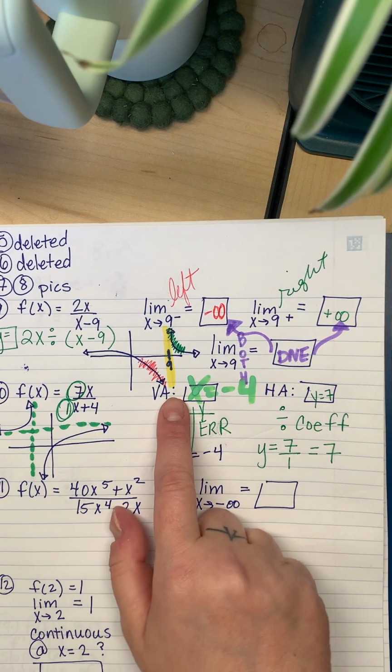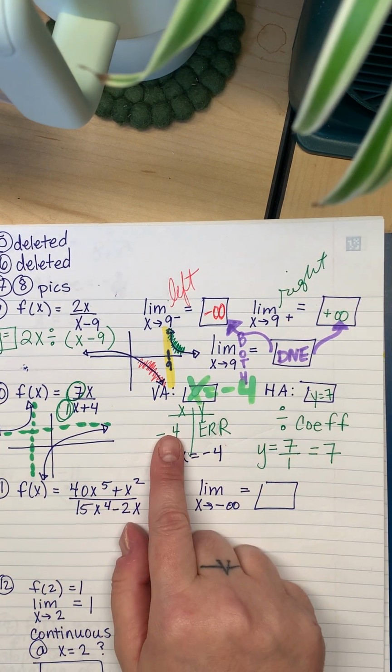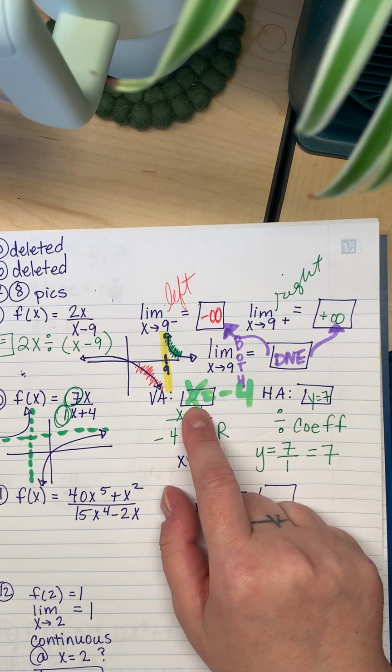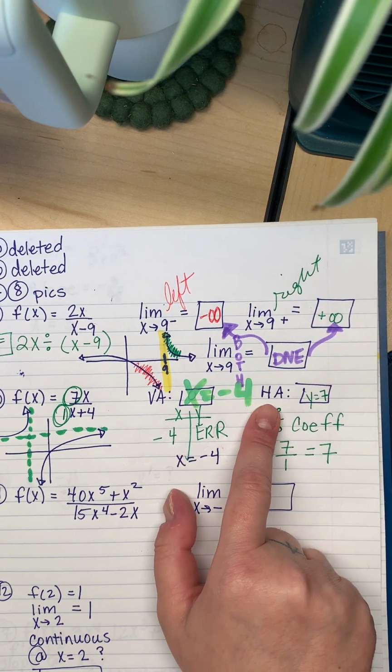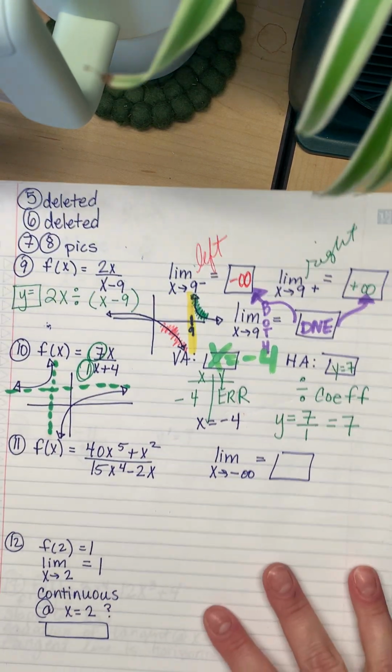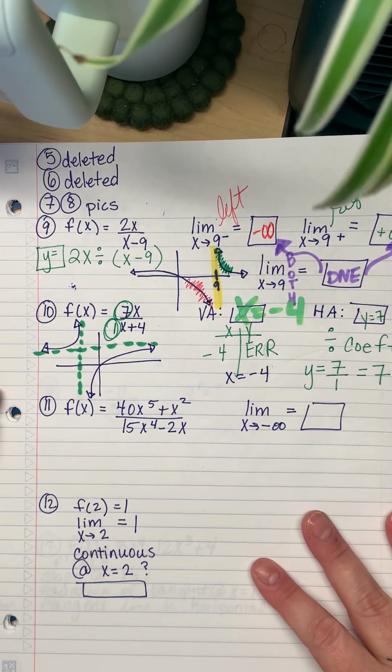So my vertical asymptote I got from the T-chart. Huzzah, the error. Don't forget the x equals, or I'll only give you partial credit. For the horizontal asymptote, we divided these big fat numbers on the x's. Yay. Okay, let's look at number 11.